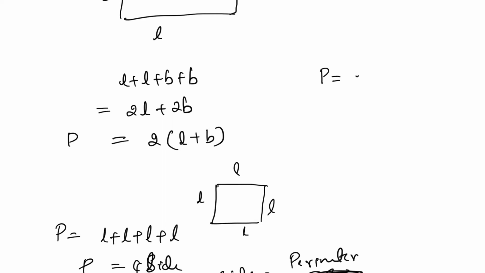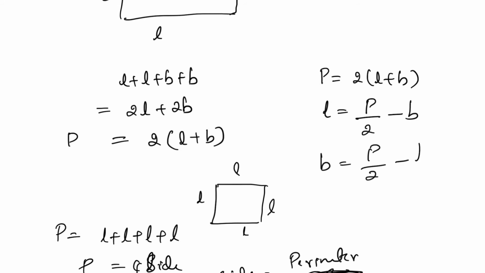Now with the formula of the perimeter of a rectangle, you can find out the length and the breadth if the perimeter and one of the values are given to you. So length will be equal to P by 2 minus B, and B is equal to P by 2 minus L. Hope it's clear.